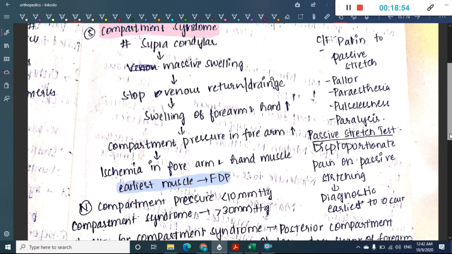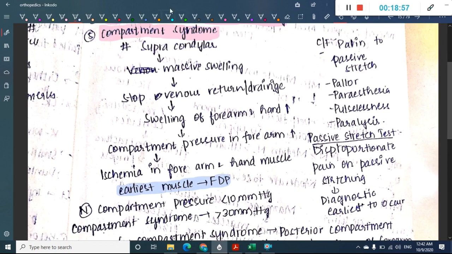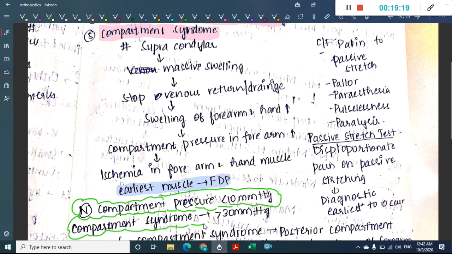Okay, we have said about the compartment syndrome. Very good. Now, when do we call something compartment syndrome, and what is the normal compartment pressure? Normal compartment pressure is less than 10 millimeters of Hg. If the compartmental pressure increases to more than 30 millimeters of Hg, then we call it compartment syndrome. So you should definitely remember, if more than 30, it is compartment syndrome. If it is less than 30, then it is normal. That is one thing which you should remember.